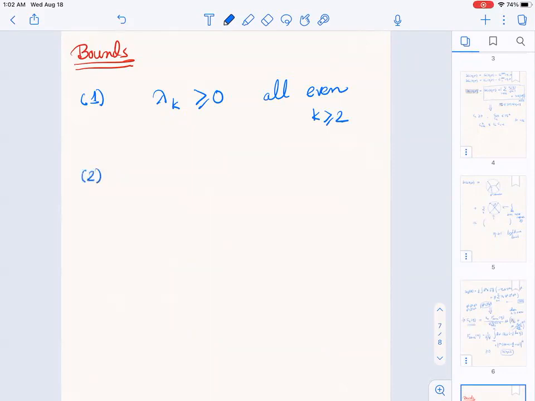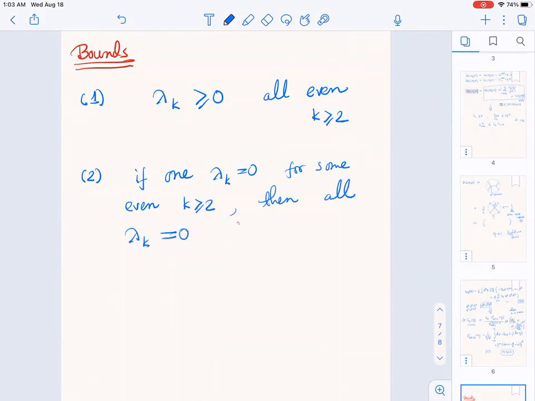The second constraint is basically the only thing that we can say about these odd interactions. If one of lambda k is 0 for some even k greater than or equal to 2, then all lambda k are 0 for all even k. So if one of the even interactions vanishes, then all of them must vanish.